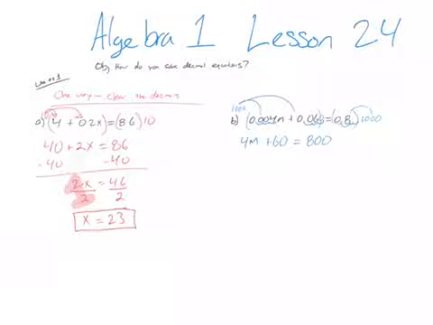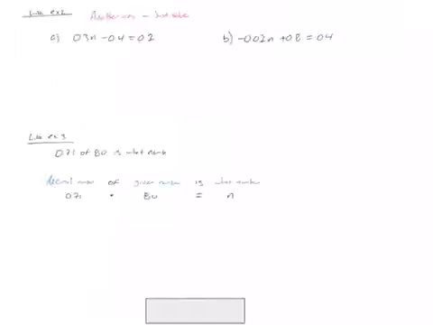So I'm going to subtract 60. I get 4m is equal to 740. Divide both sides by 4. So I get m is equal to 185. And I didn't just do that in my head, I actually used a calculator, just so you know.